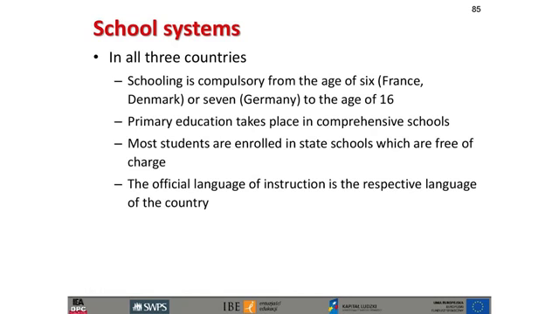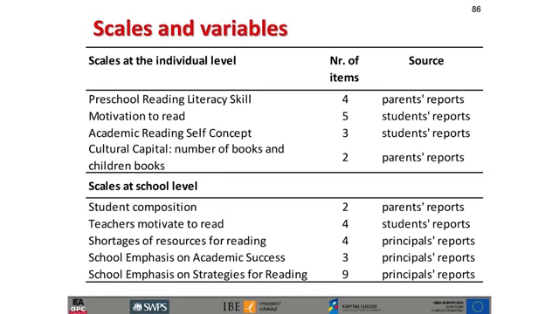In all three countries, schooling is compulsory from the age of 6 or 7 to the age of 16. Primary education takes place in comprehensive schools. Most students are enrolled in state schools, which are free of charge. And the official language of instruction is the respective language of the country. So those are very important characteristics of the system, and we were happy that they are so similar in those countries, because we wanted to have at least a little bit more similar systems to be compared, to analyze the mechanisms. Those are the scales that we included into the model.